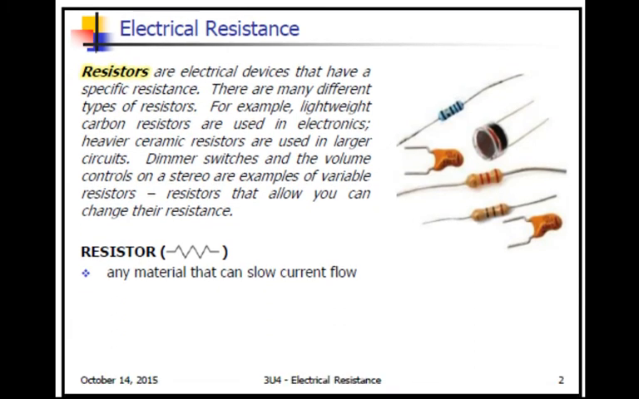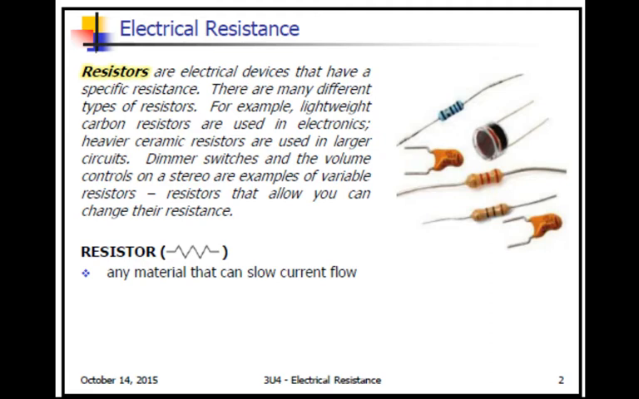You might have seen these little devices on electric circuit boards. They are known as resistors. The symbol for a resistor on a circuit diagram is kind of a squiggly line. That's the North American style. You might see the European style is just a rectangular box.